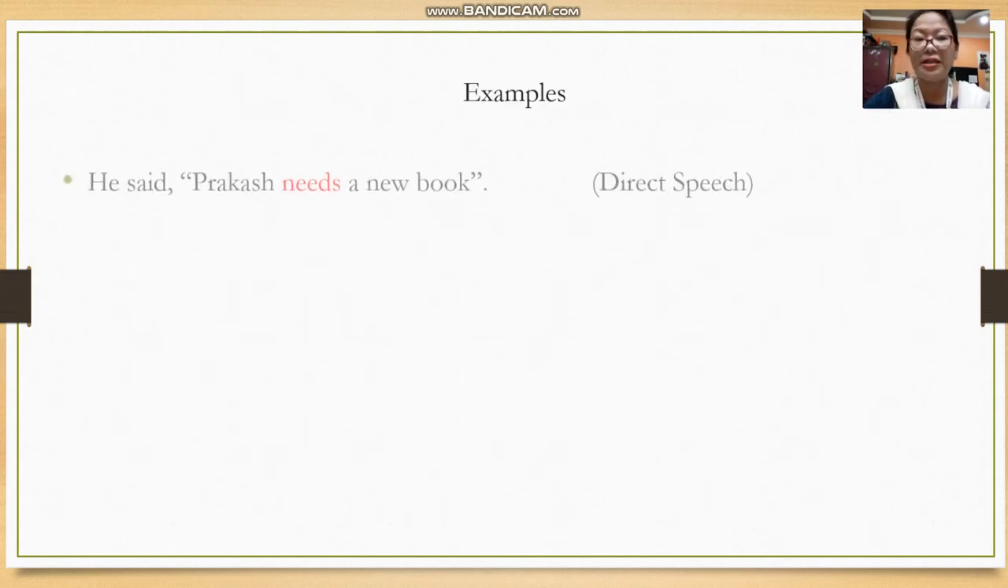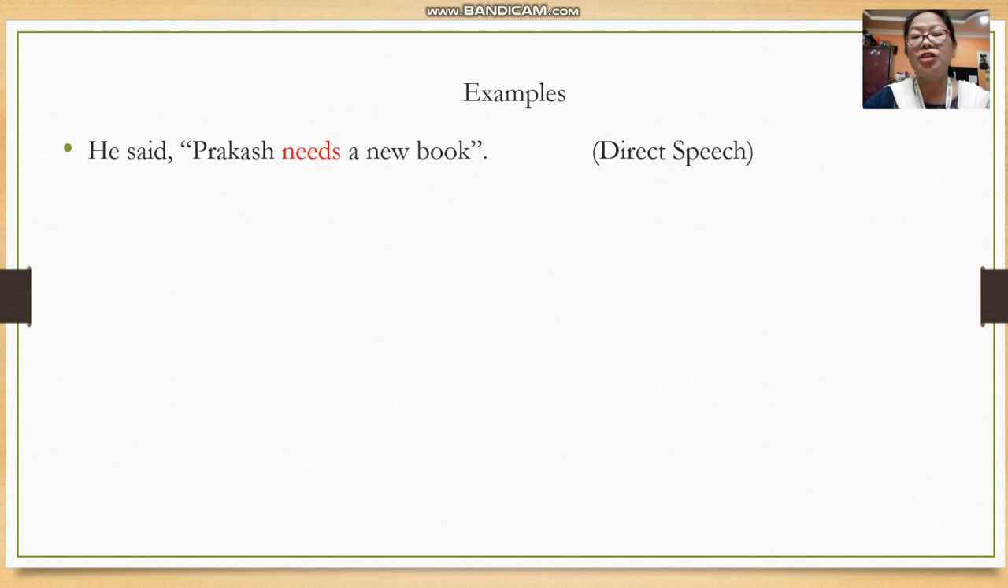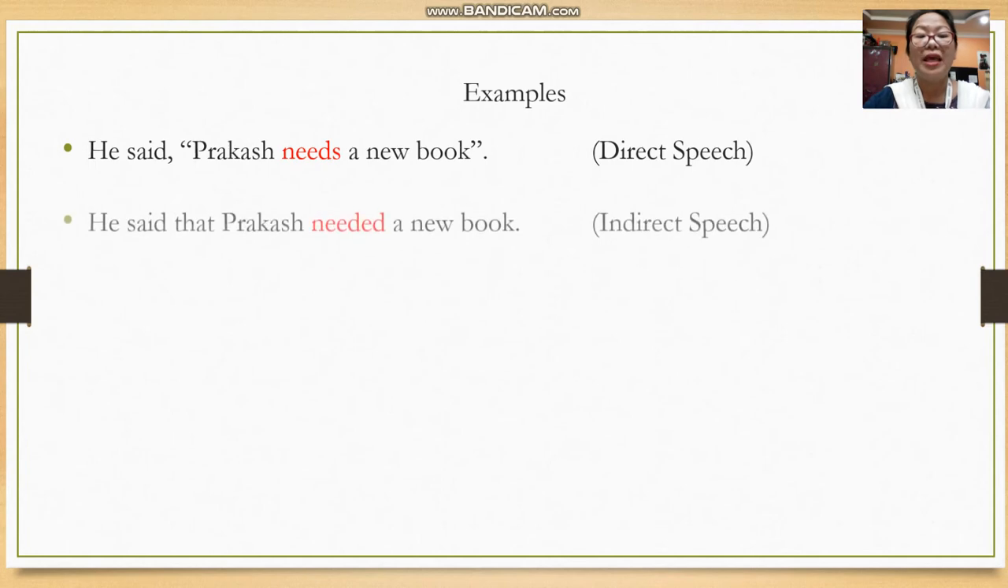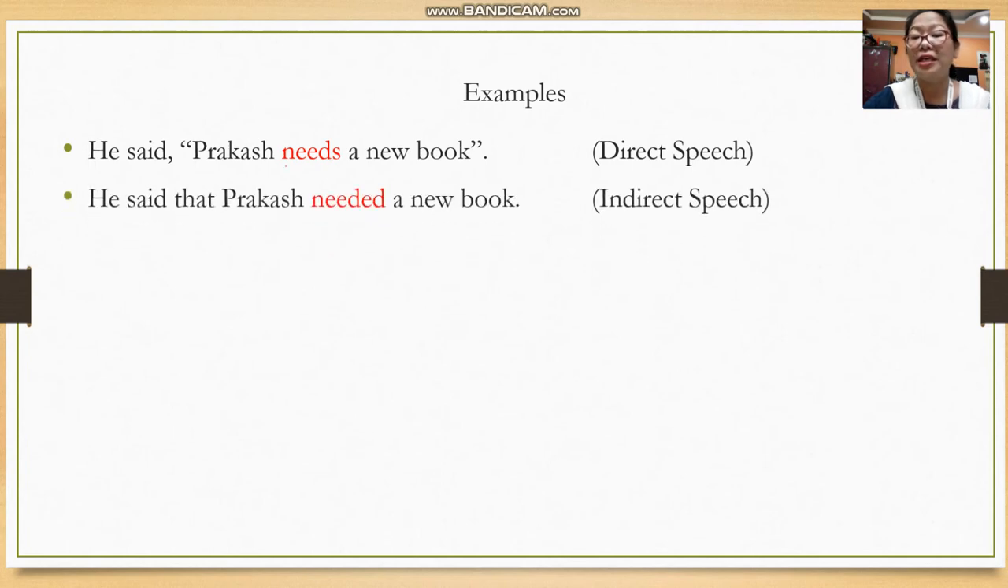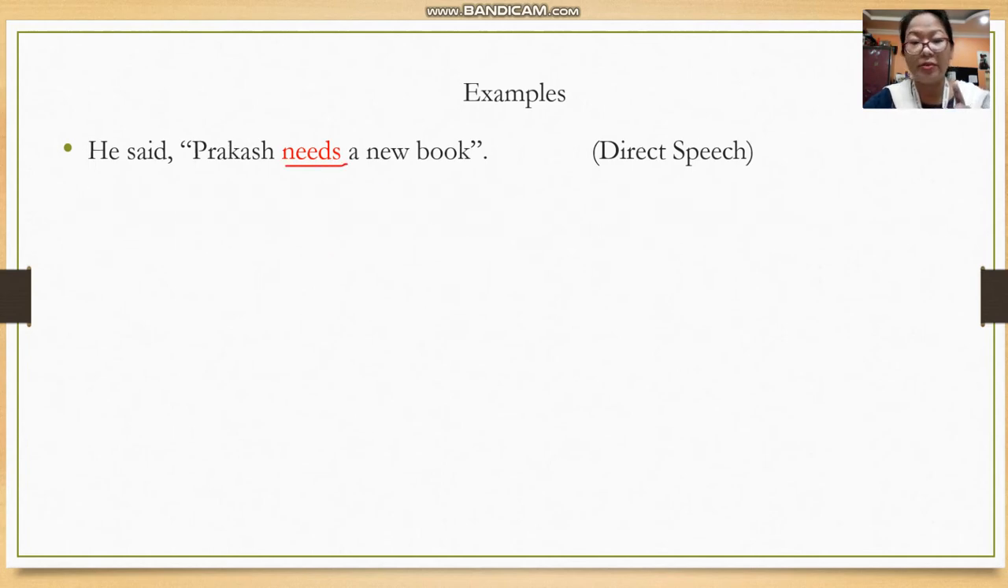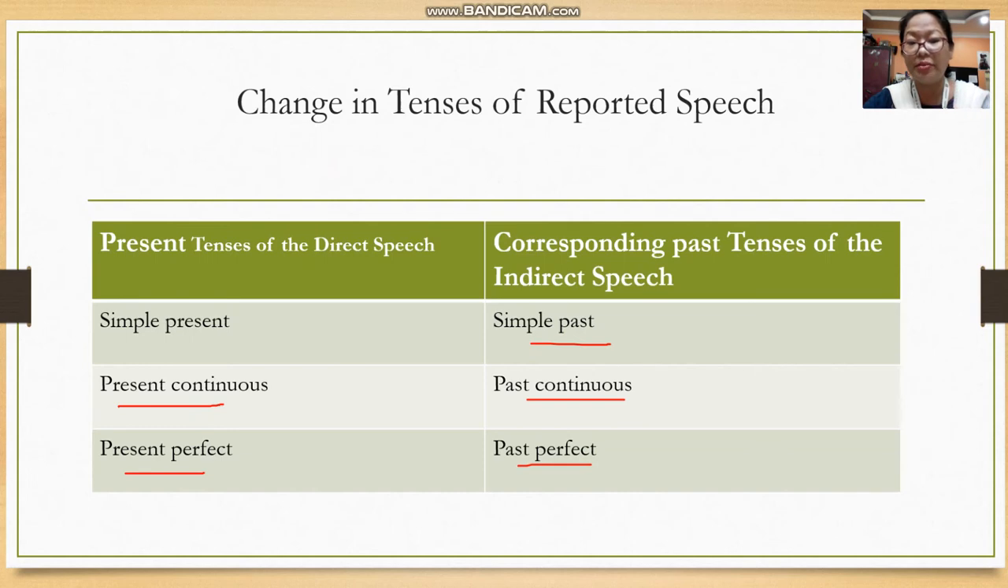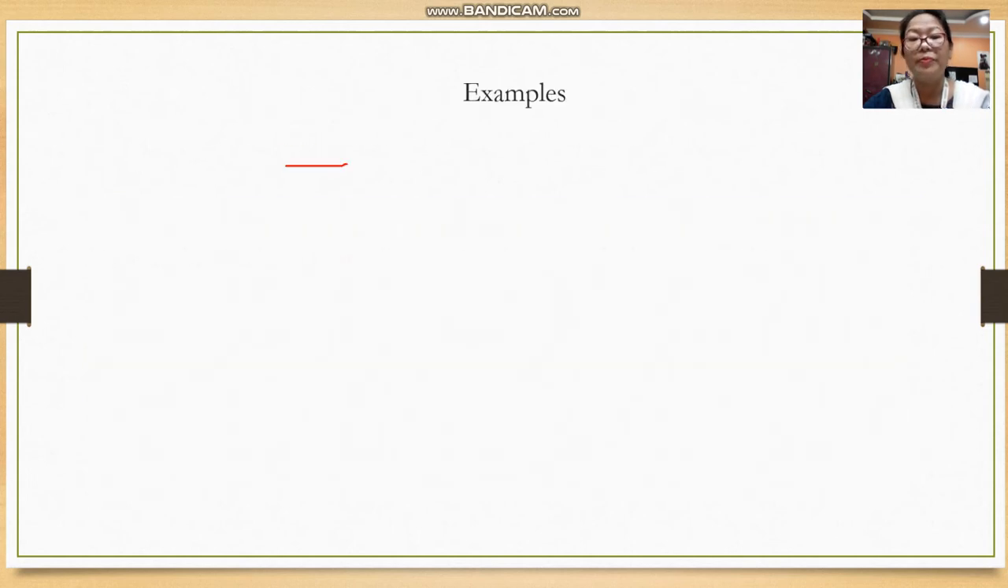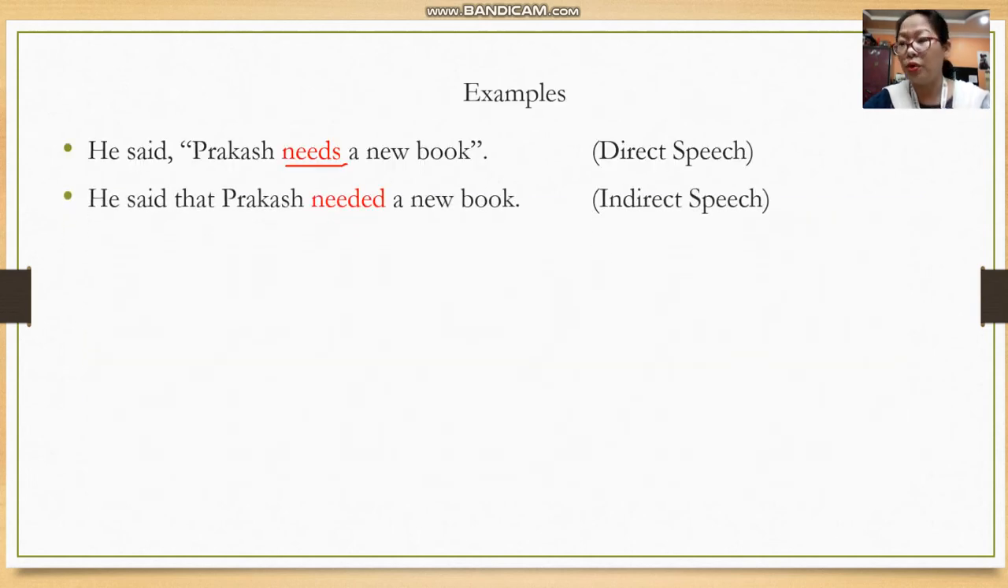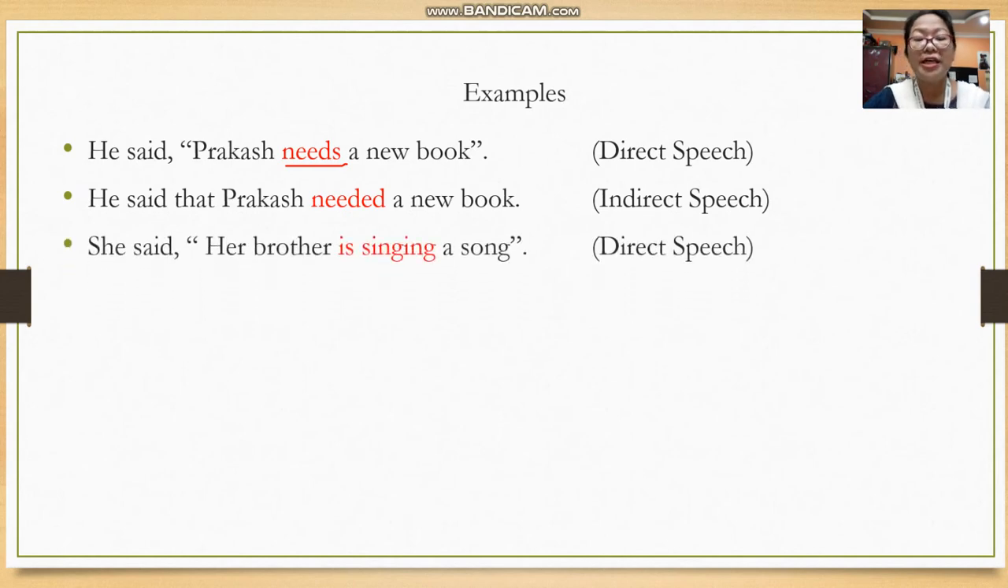Let us take some examples. He said, "Prakash needs a new book." This is a direct speech. He said that Prakash needed a new book. Remember, it was a present tense, simple present, and it becomes simple past. She said, "Her brother is singing."